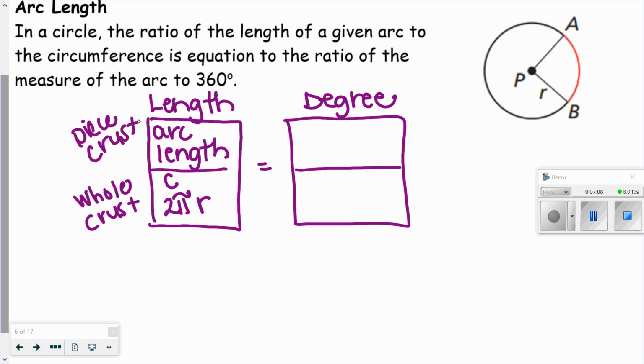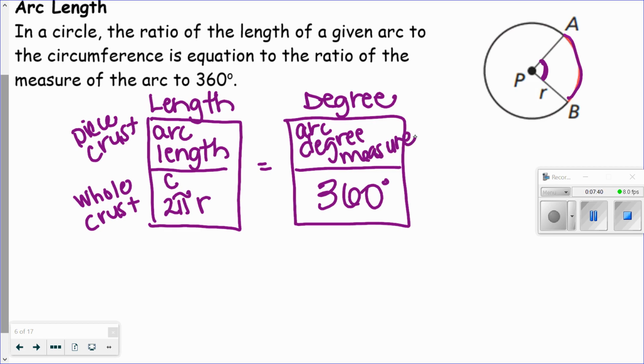Okay? Now, when you are looking at your degrees, you have to think about how many total degrees are in a circle. There are 360 degrees, okay? And then whatever measure your central angle is, that's the degree measure of your arc. So this is your arc degree measure. Okay, so make sure that you have this written down.